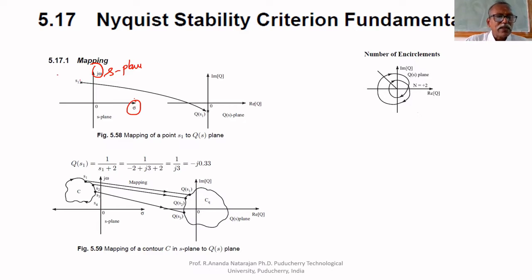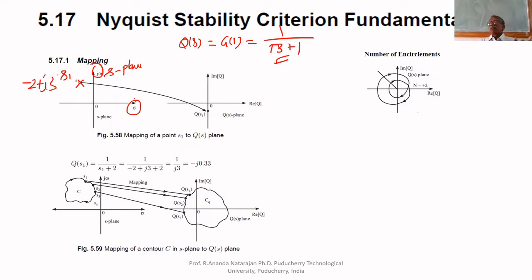In that S-plane, you are taking one point, say S1. Take S1 and substitute in Q of S. Q of S equal to a transfer function G of S, that is 1 by tau S plus 1. That S1 point is substituted here. What is that point? A complex point. Am I correct or not? That complex point, let it be minus 2 plus J3. S1 is minus 2 plus J3. Substitute here minus 2 plus J3.